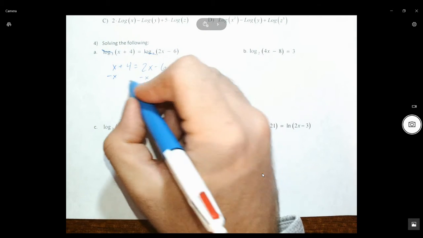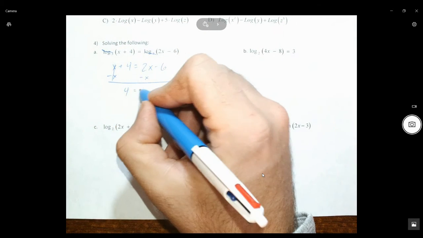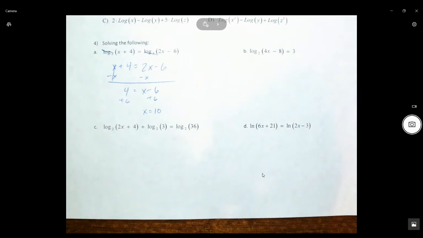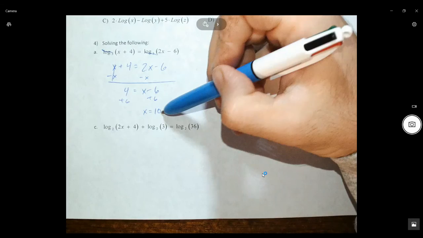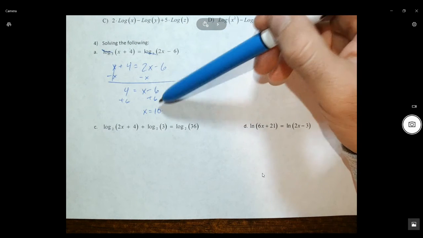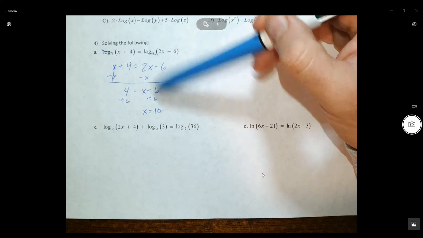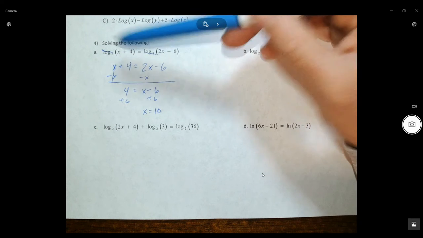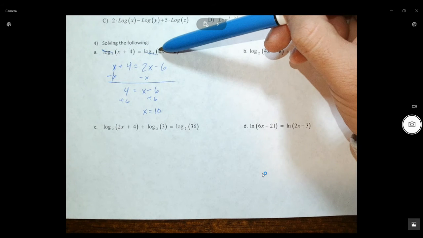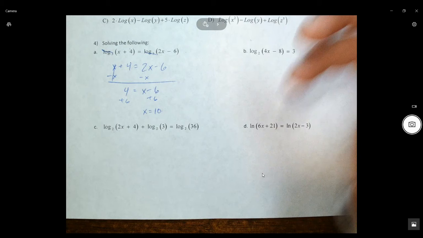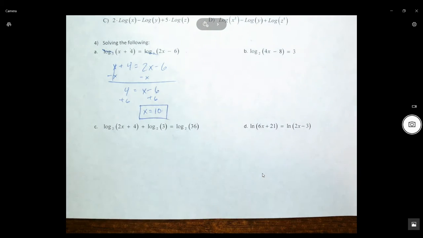I can subtract my x over. 4 is equal to x minus 6, add that 6, and x is equal to 10. Remember, the only check we really have to make is we have to plug that 10 back in to make sure we don't get a negative log. So plug it back into your original, anywhere you see the log with an x in it, and make sure it doesn't become negative. So I plug in 10 here, 10 plus 4 is 14, that's positive, so I'm good. Plug in 10 here, 2 times 10 is 20, minus 6 is also 14, which makes sense, and it's positive, so I'm good. So my answer for letter A is just x equals 10.